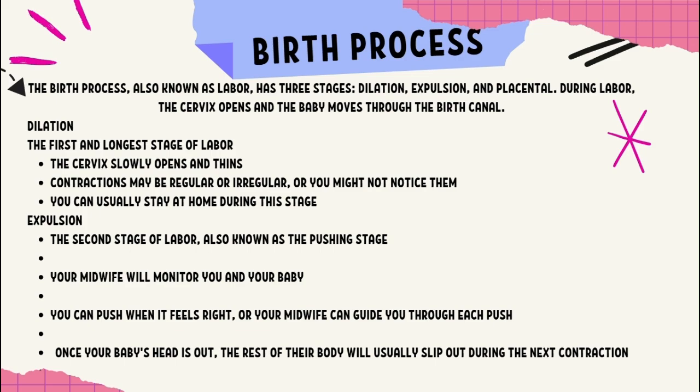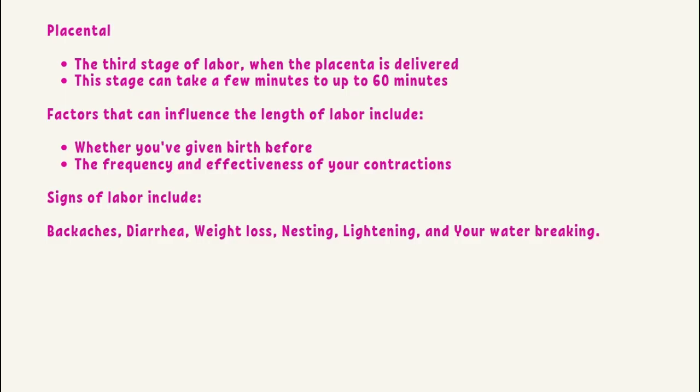And in that case, they might tell the pregnant woman to have a C-section, or they might try to turn the baby, right? So the placenta is delivered in the third stage of labor, and this stage can take a few minutes or up to 60 minutes.